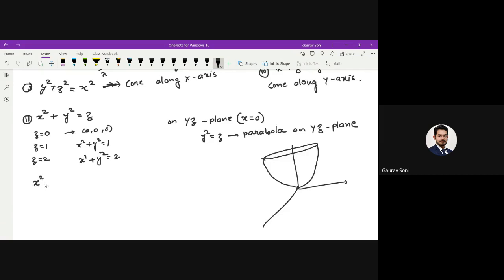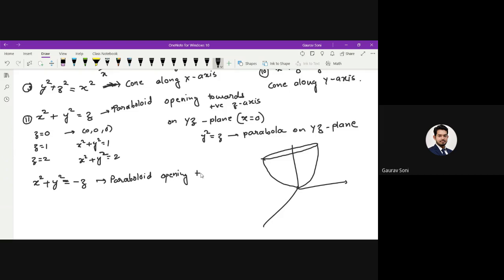So if I change here x square plus y square equal to minus z, what will happen? It will be downwards. Yes, so this direction will be changed. So this is a paraboloid opening towards the positive z axis. This is a paraboloid opening towards the negative z axis.